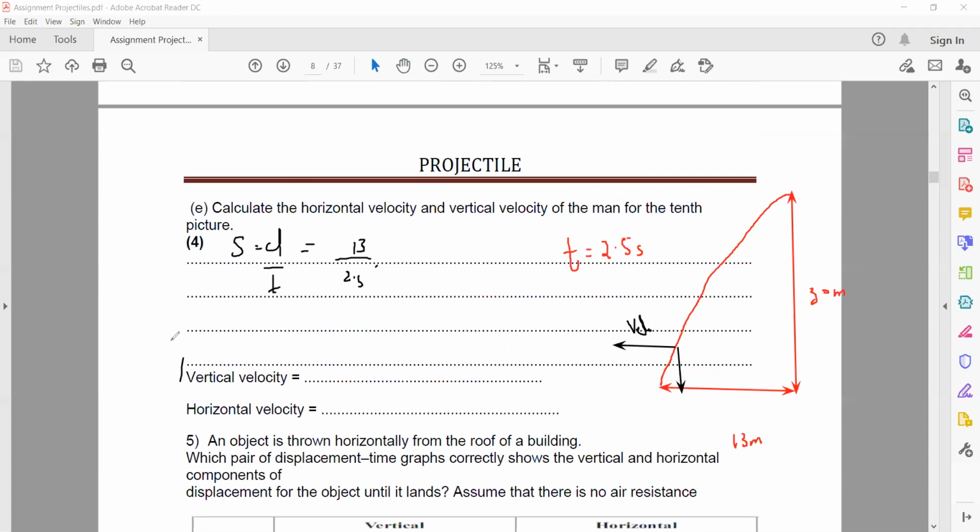But what about the vertical velocity? For vertical velocity, the starting vertical velocity is 0 and the final vertical velocity we need. So how to get the final vertical velocity? If we know the time and acceleration, we can use v equals u plus at. u is 0, acceleration due to gravity is 9.8, and time is 2.5. So 9.8 times 2.5, what's the answer? 9.8 multiplied by 2.5.